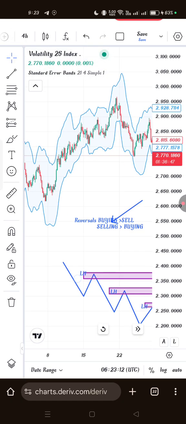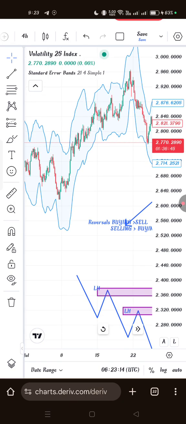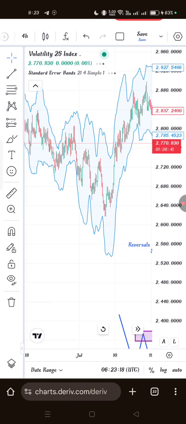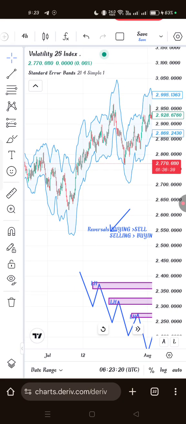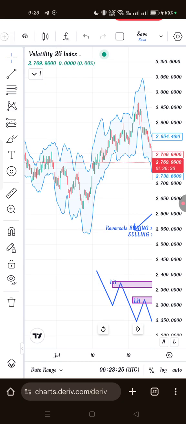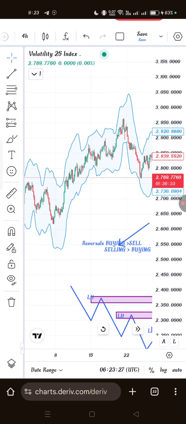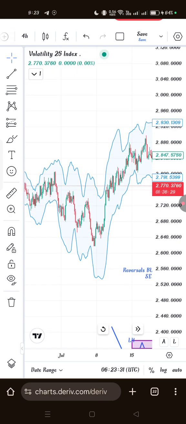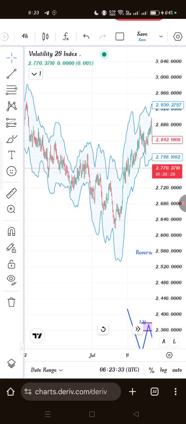I told you, if you want to trade buys, the price has to be selling. The good thing about the markets is they only sell or buy. So it means before this buy that we wanted started, the market was on sales. Now let's try to look for those sales.